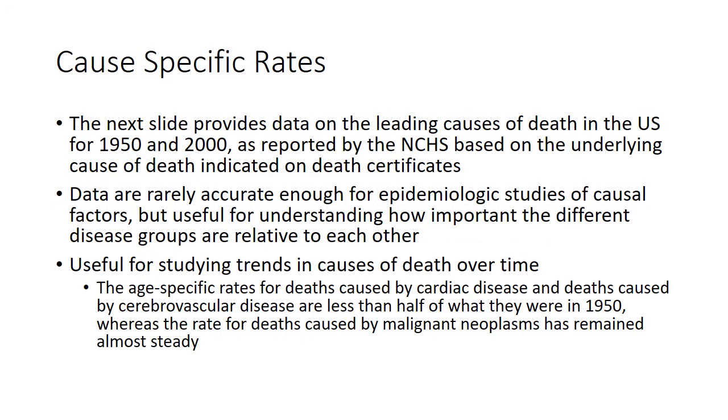The next slide is going to provide some data on leading causes of death in the U.S. for 1950 and 2000, reported by the NCHS, showing some of these underlying causes of death indicated on death certificates. Rarely is this data accurate enough for true epidemiologic studies of causal factors, but it can give us an idea of these different disease groups relative to one another and how the trends are going. You can't really glean a whole lot of actual causative data here, but you can look for trends, which can be useful.